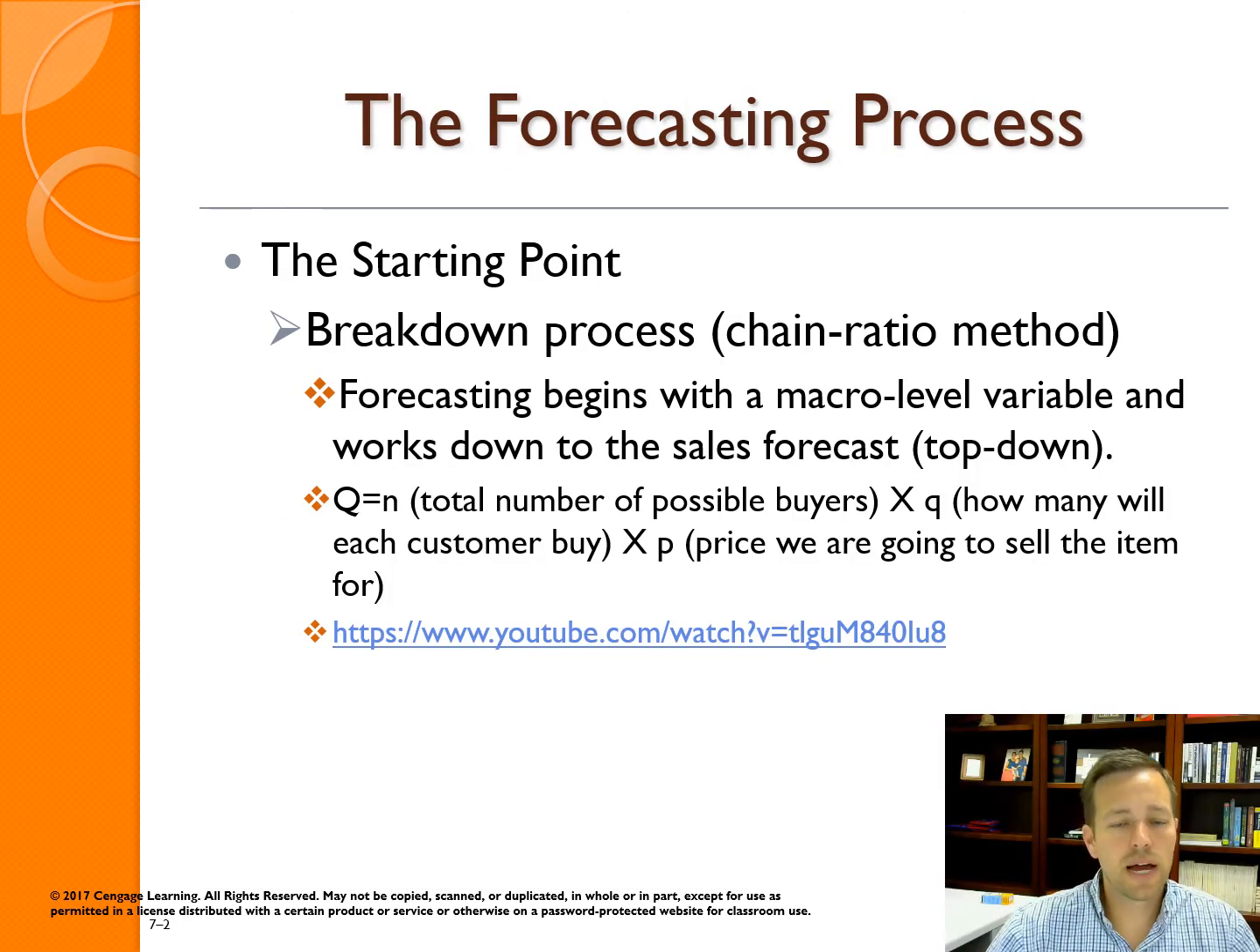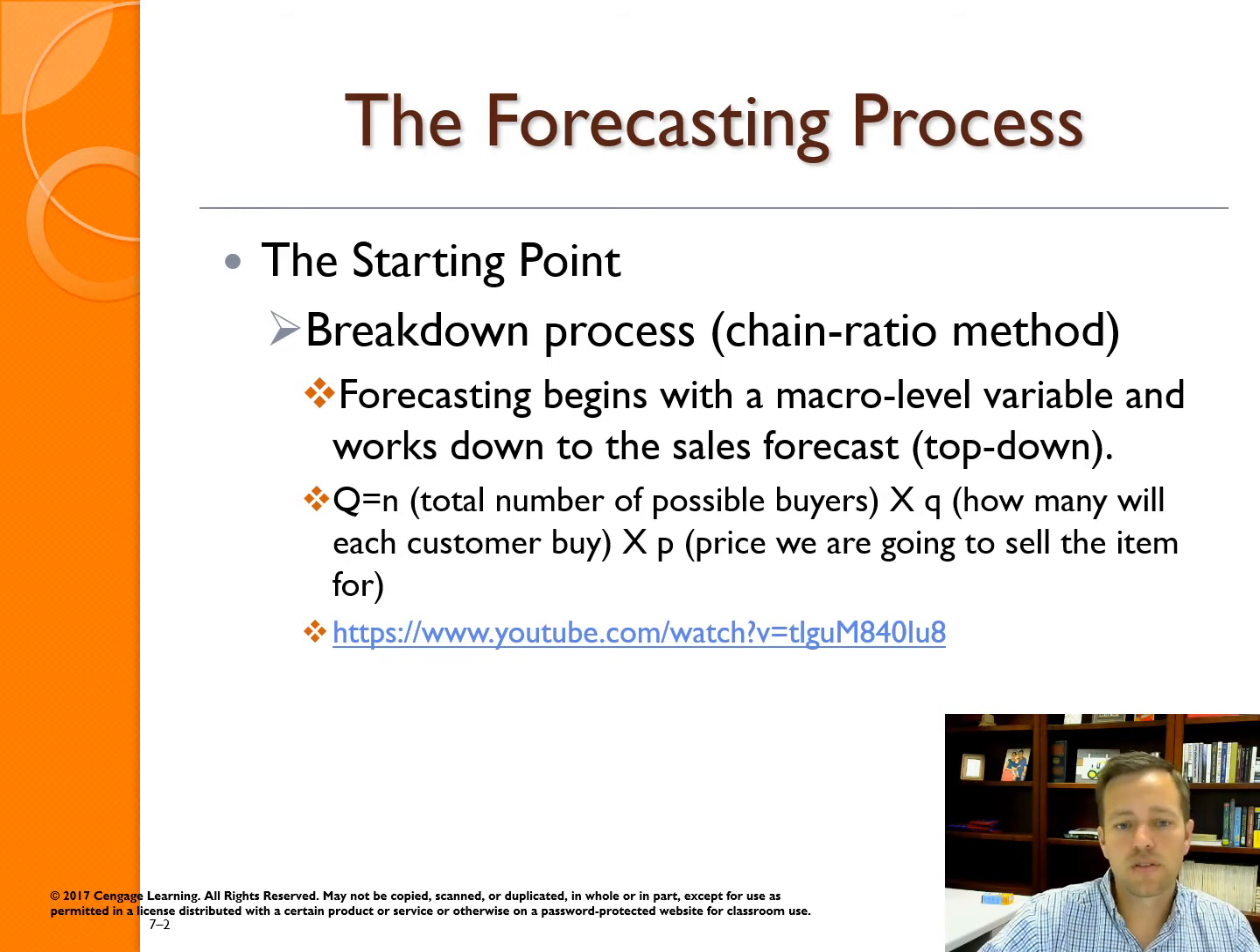So I'm going to give you guys one method of doing forecasting, and it's called the chain ratio method, or the breakdown process. Basically, the idea is to break down your market into different categories of those who will and won't buy, and to use those estimates to multiply the total number of possible buyers.